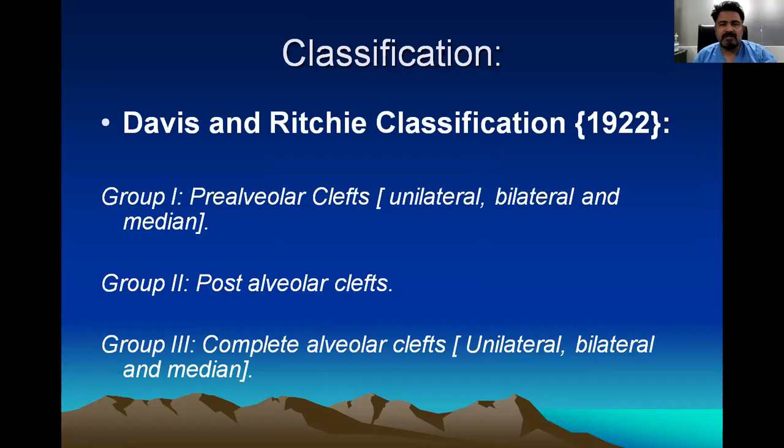The classification is according to Davis and Ritchie's classification. Group 1 is pre-alveolar clefts. The second group is post-alveolar clefts. Then group 3 is complete alveolar clefts. It may be unilateral, bilateral, or a median one.